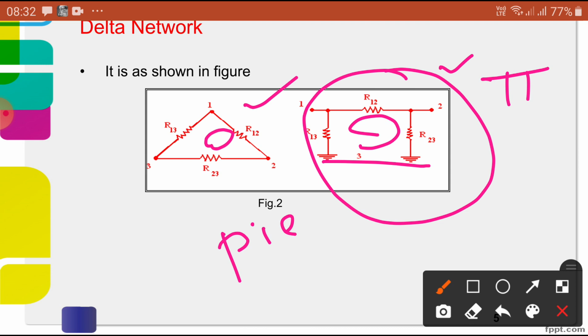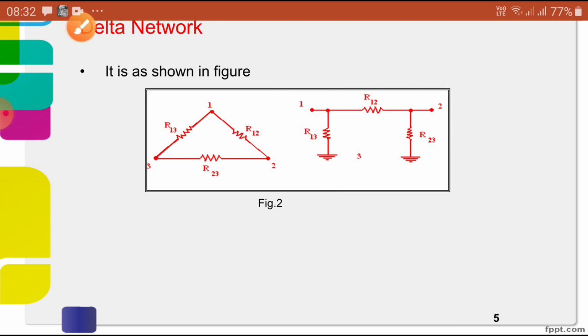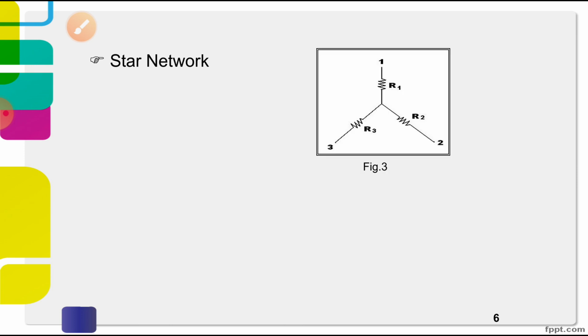So these are the star connection, and this is a delta connection. Okay. Now once again you can see it. What is this one? This is the star network. What is a star network? It is connected all similar ends to a common point.